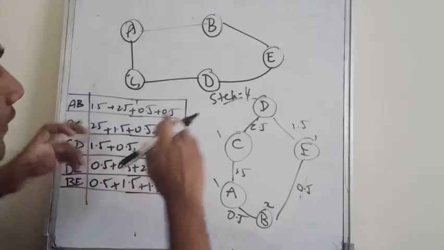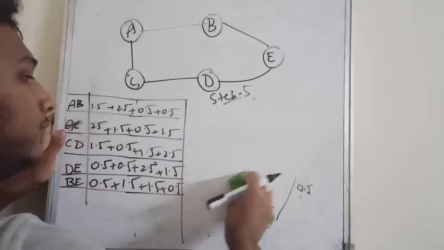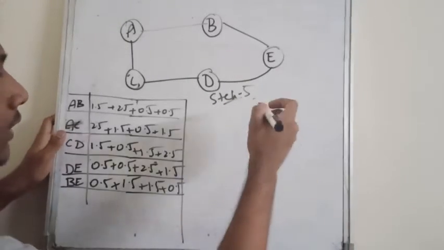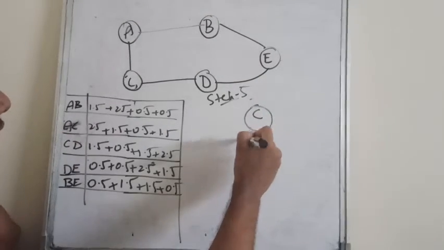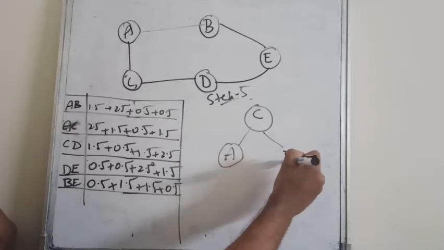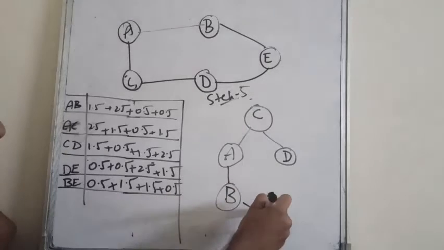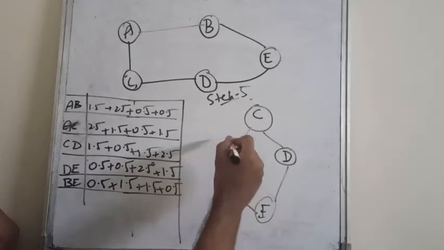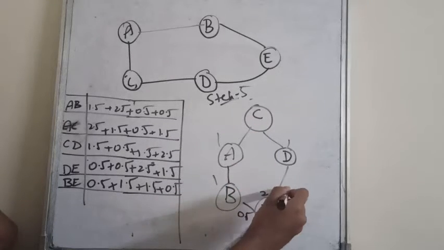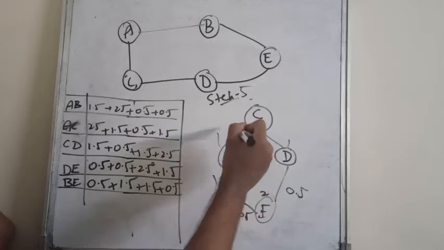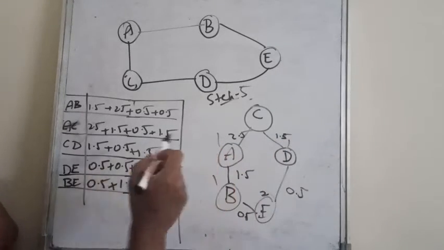Now step 5. Step 5 we do with respect to node C. C is directly connected to A, C is directly connected to D, A is directly connected to B, B is directly connected to E, and D is directly connected to E. So 1, 1, 1, 2, this is 0.5, 0.5, 1.5, 2.5, 1.5. Okay, so this is how it's done.